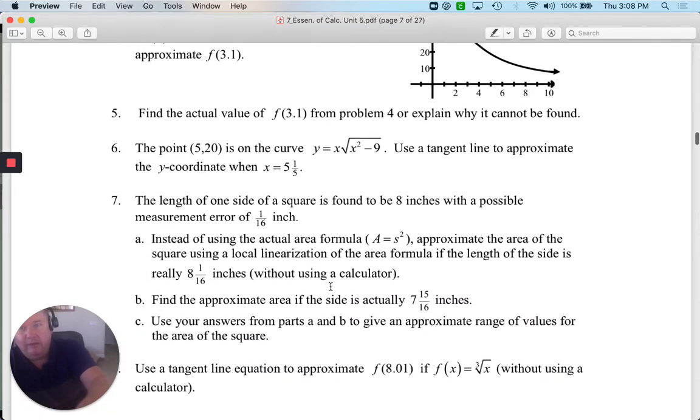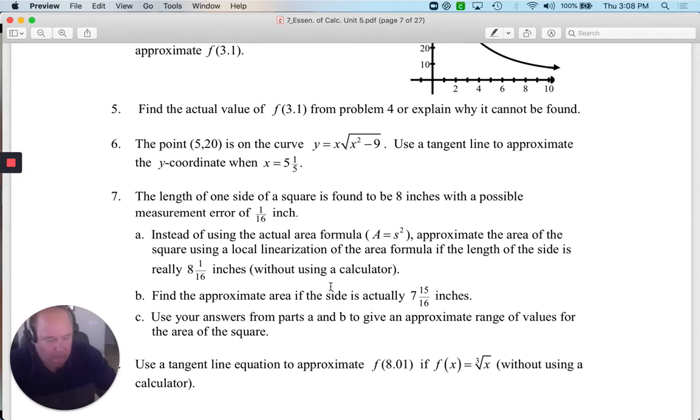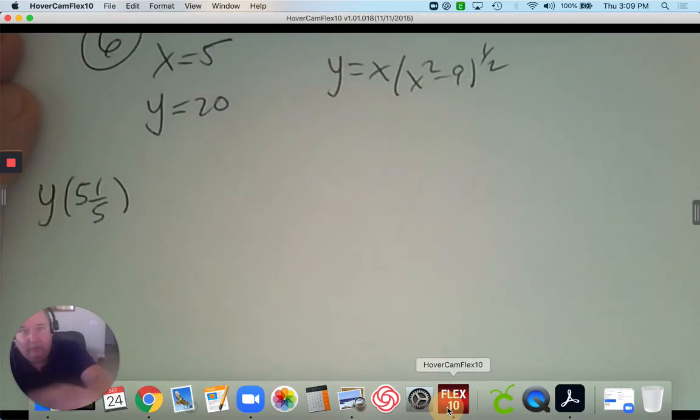In number 6, you have a point (5, 2). So I'm going to write down x is 5 and y is 20. And you're given an equation, x times the square root of x squared minus 9. It said use the tangent line to approximate the y coordinate when x is 5 and 1/5. So let's go through the work for that.